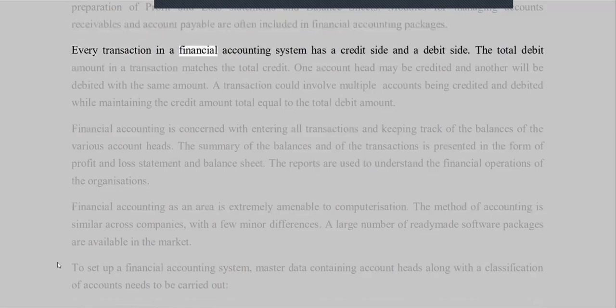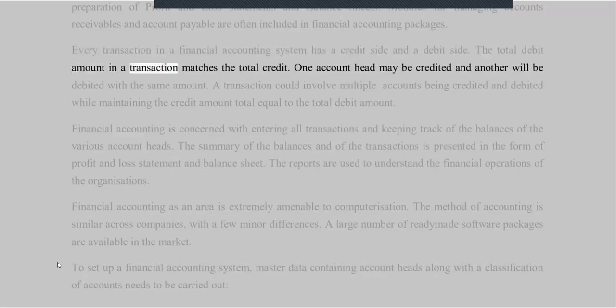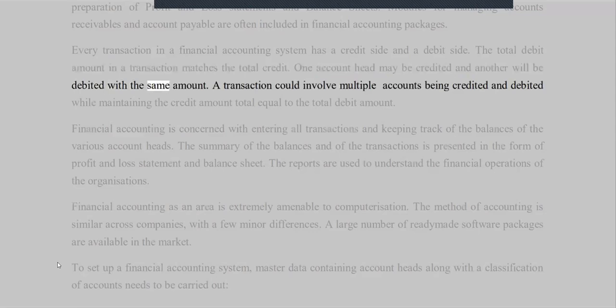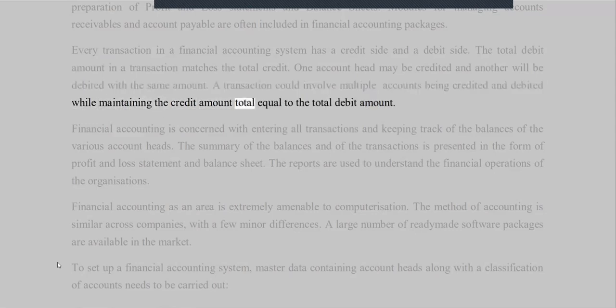Every transaction in a financial accounting system has a credit side and a debit side. The total debit amount in a transaction matches the total credit. One account head may be credited and another will be debited with the same amount. A transaction could involve multiple accounts being credited and debited, while maintaining the credit amount total equal to the total debit amount.